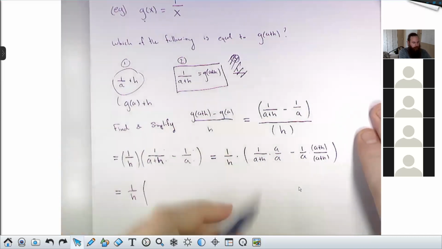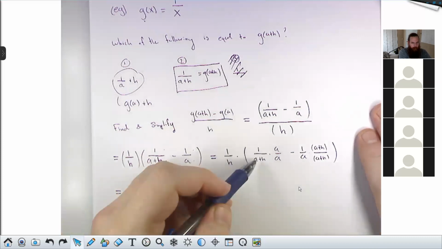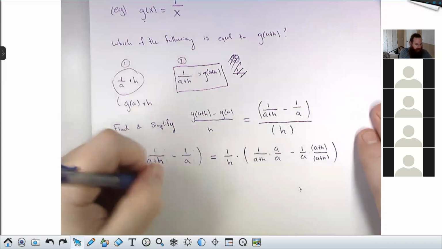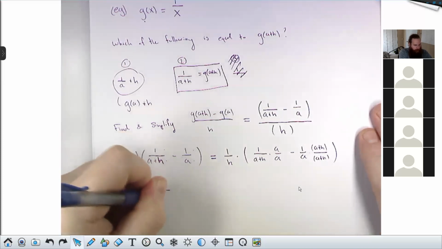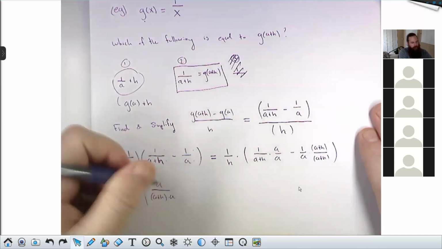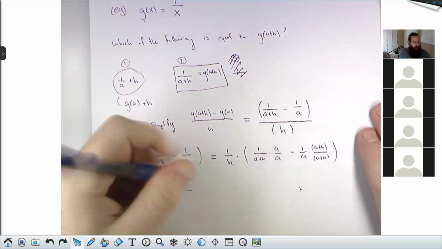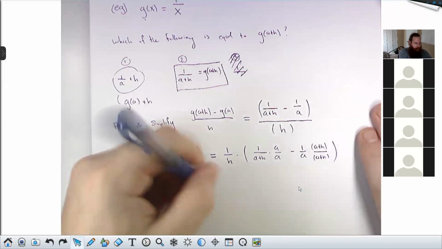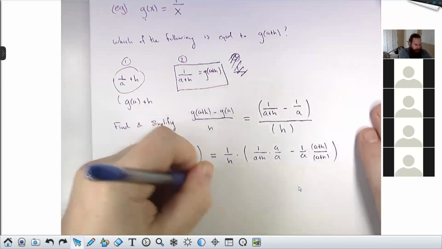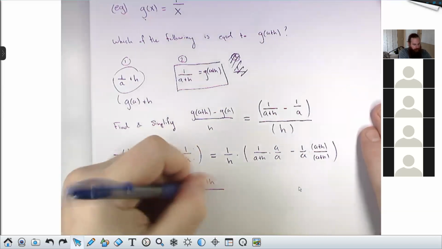And now inside my big parens, I'll multiply these two fractions, just top times top, bottom times bottom. That will be a times 1 upstairs, and a plus h times a downstairs, minus this guy. When I multiply these two, the numerator will be 1 times a plus h, that's just a plus h, over my denominator is a times a plus h.